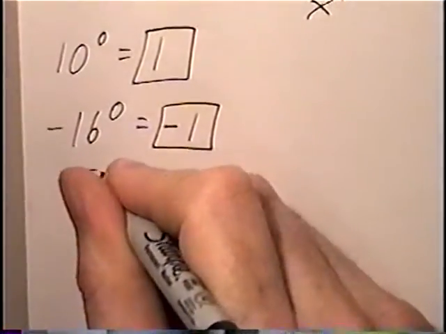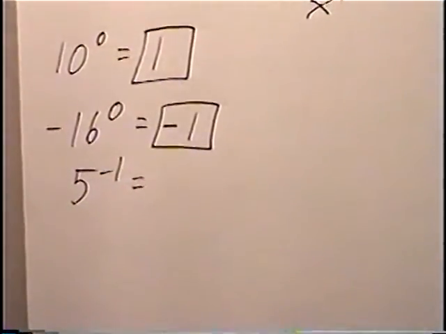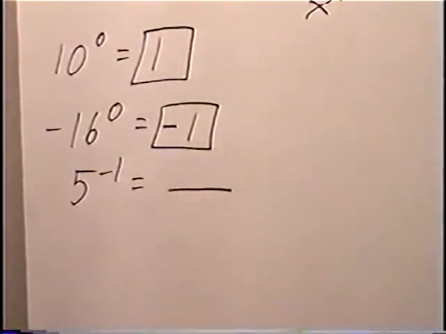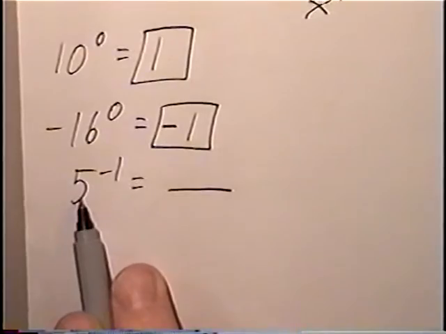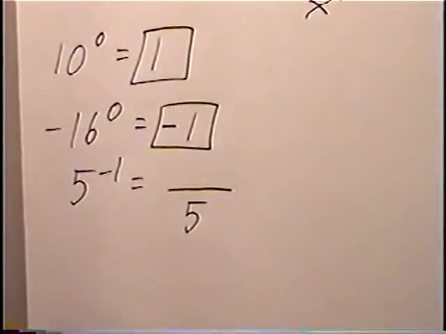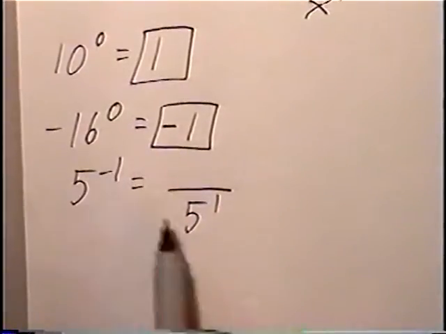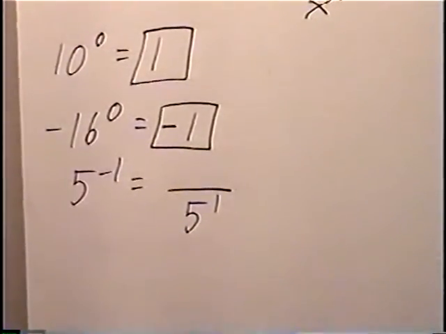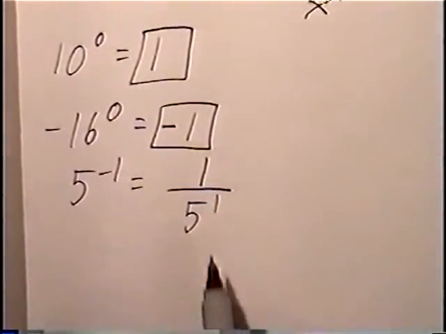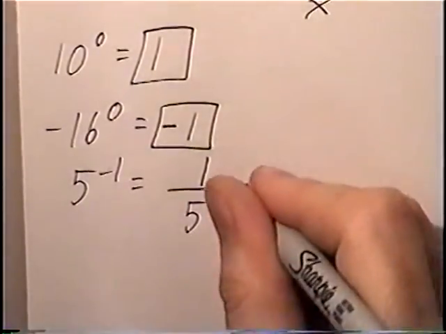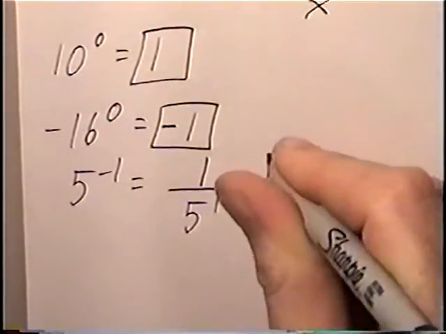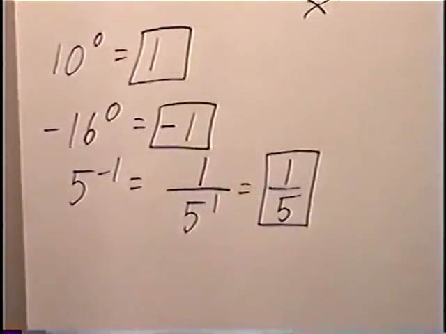Next problem, 5 to the negative 1 power. Anytime you have a negative exponent, we can make a fraction. And if this number is on top of the original fraction or there is no fraction, we can put the 5 on the bottom, and the negative exponent, negative 1, changes to positive 1. If there's no other numbers for the numerator, we can add a 1. So we'll have 1 over 5 to the first power, which is the same as 1 over 5, or the fraction 1/5.